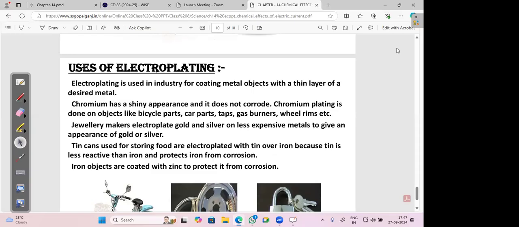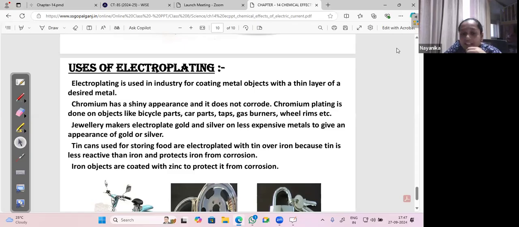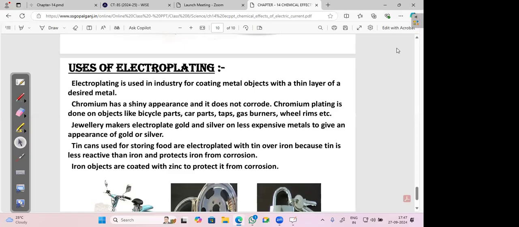Like zinc electroplating. Iron is coated with zinc. That we call galvanization, a special process of electroplating. So sometimes electroplating is done to prevent the loss of metal in the form of oxidation or rusting. Sometimes it is done to provide it a good look.